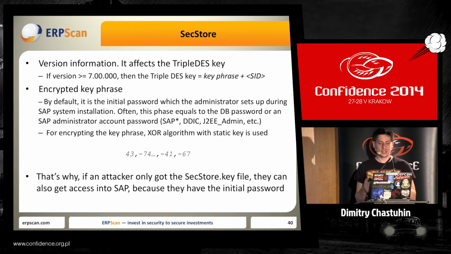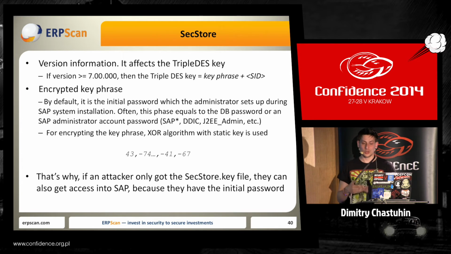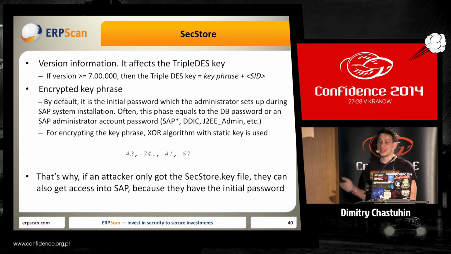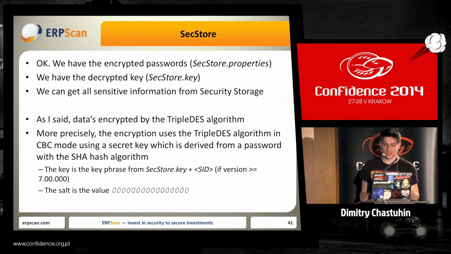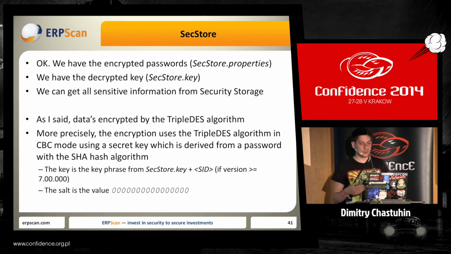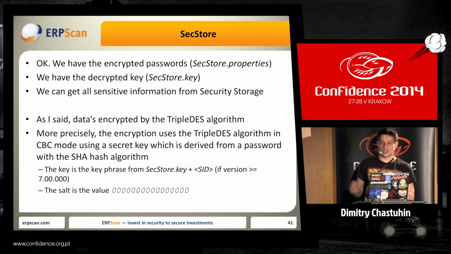The next one is the encrypted key phrase. By default, it is the initial password which the administrator set up during the SAP installation. Often this phrase equals the DB password or the SAP administrator account password. And for encryption of the key phrase, the XOR algorithm with a static key is used again. That's why if an attacker only gets the secstore.key file, they can also get access into SAP because they have the initial password. Okay, now we have the encrypted password from the secstore.properties file. We have the decrypted key from the secstore.key file.